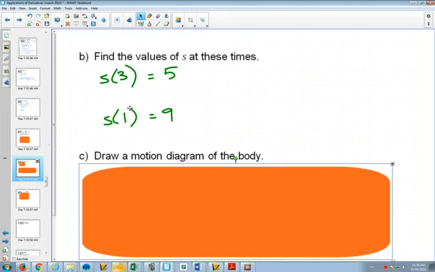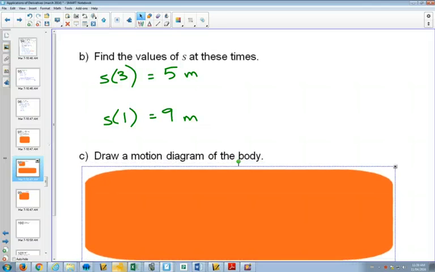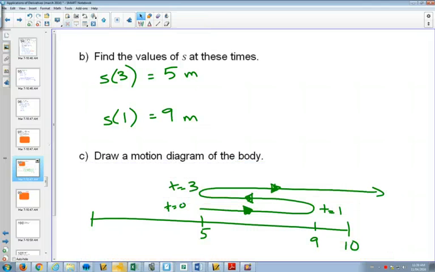So at 3 seconds, the displacement is 5, and this was meters, right? And 9 meters. So that can help us with our motion diagram. So at t equals 0, we start at 5 meters. We start traveling in one direction, and then we change directions at 9 meters, go back, all the way back to 5 meters, and then forward again after that.